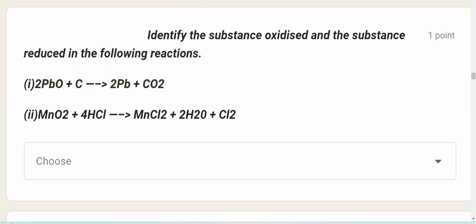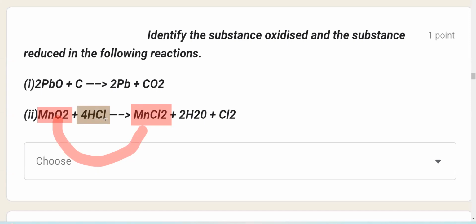Now, when we look into the second reaction, you can see that this oxide of manganese is losing oxygen, right? As you can see, it is losing oxygen. So the substance getting reduced is this one, and you can say that this other one is getting oxidized.